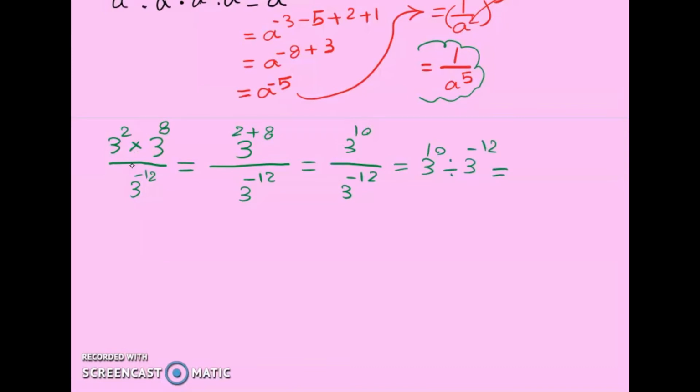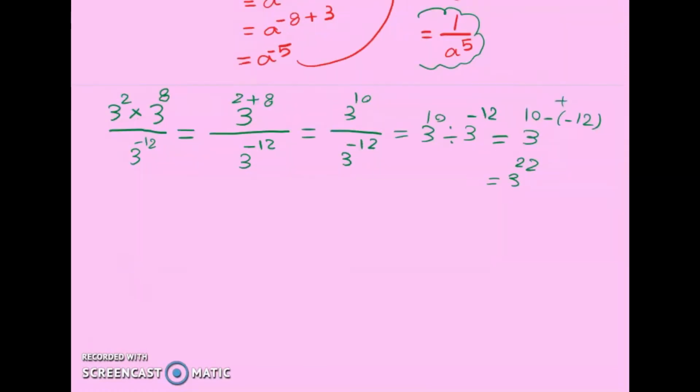What's the formula for division? When you have a division, just write one of the bases and subtract the exponents. So the base is 3, subtract 10, take away -12. Negative times negative is positive, therefore the final answer is 3 to the power of 10 plus 12, which would be 3 to the 22.